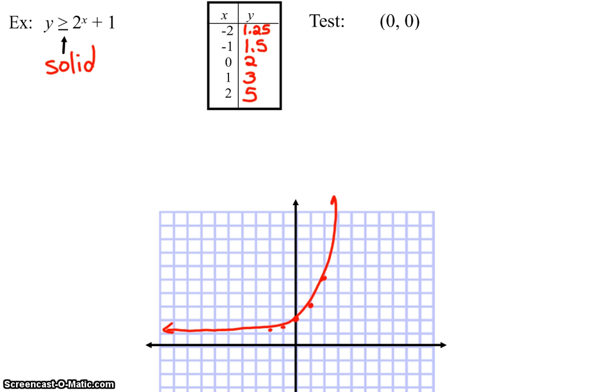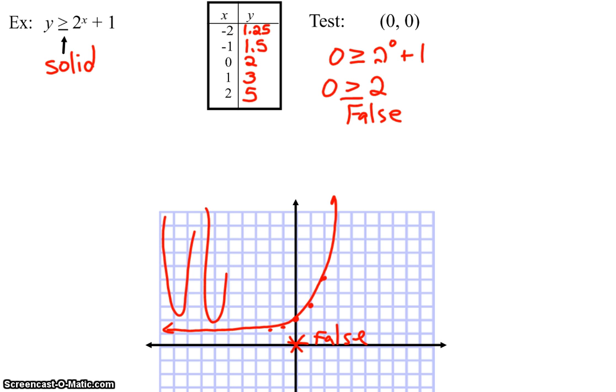And now we're going to test 0, 0 in our original inequality. So 0 is greater than or equal to 2 to the 0 plus 1, or 0 is greater than or equal to 3. No, that would be 2, which is false. So we are not going to shade the side of the test point because that side was false, and we're going to shade above our exponential function. That's all there is to doing that.